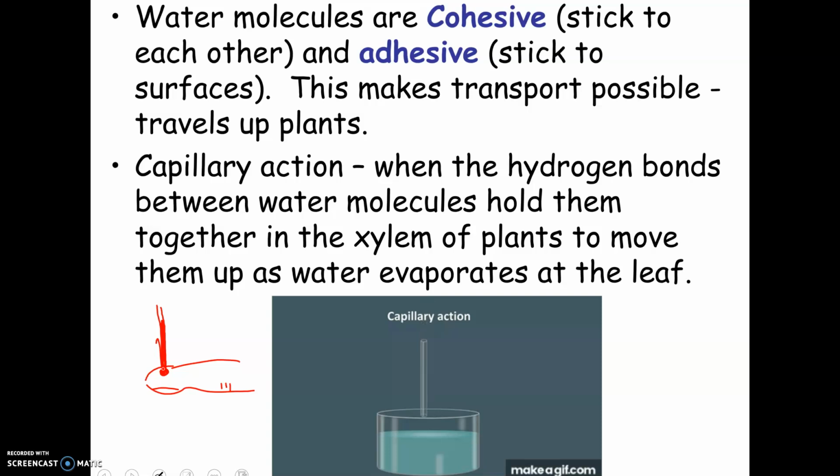The wider the tube, the less distance the water would be able to travel because it's not going to have as much attraction to the sides and keep moving upward. So this doesn't completely explain why water travels up plants. We're going to touch on that on another slide.